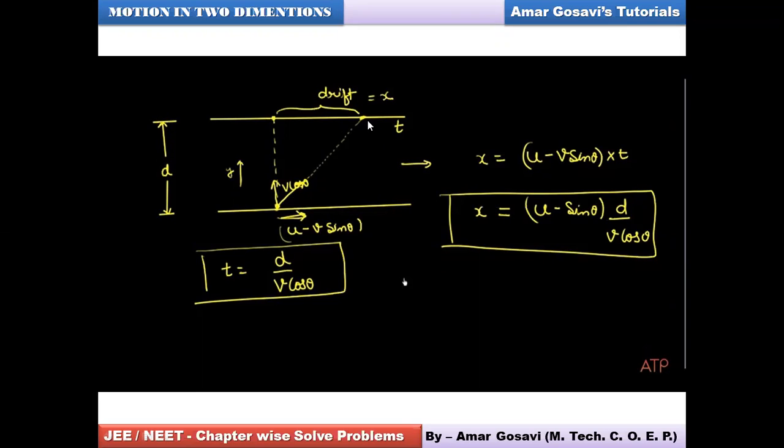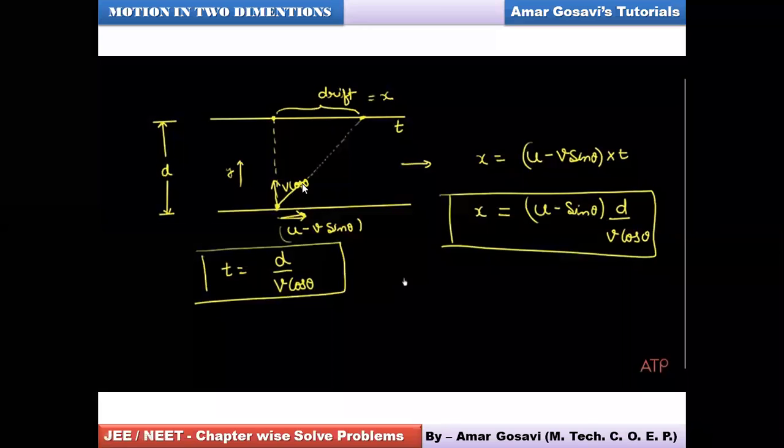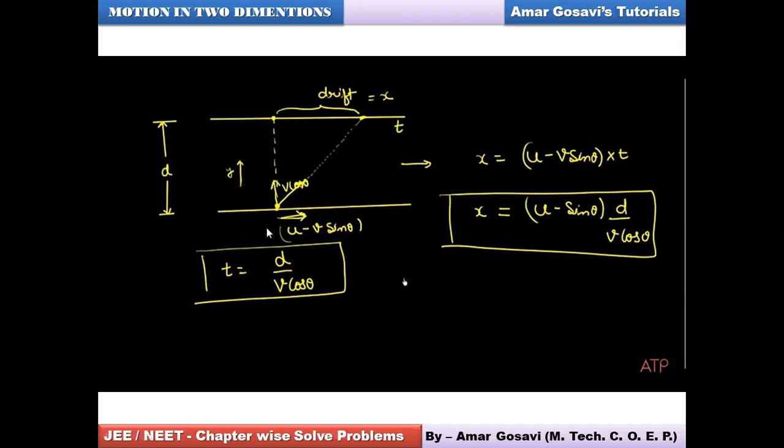Now, based on these basic conditions, if d is the distance between the banks of the river, then the time required for the person to move from this point to this point will be distance divided by the component along the y-axis of the speed, v cos theta. So d divided by v cos theta will give you the time required for the person to cross the river. So this is the formula for time. Very important derivation, friends.